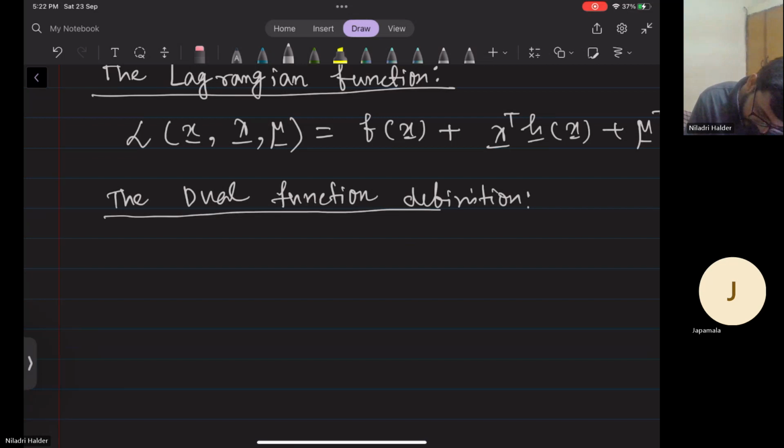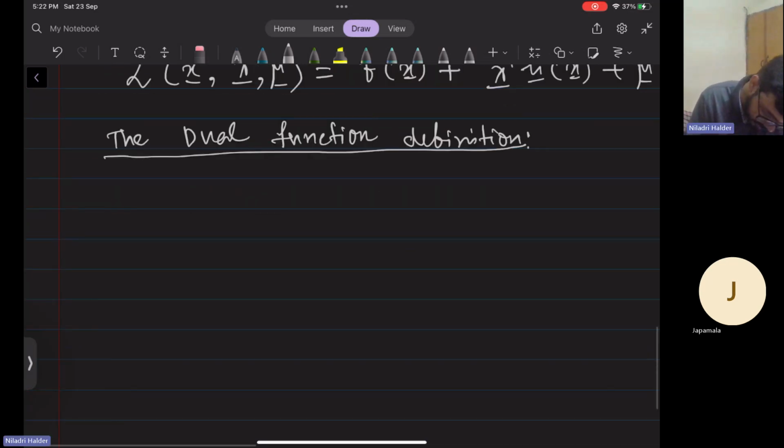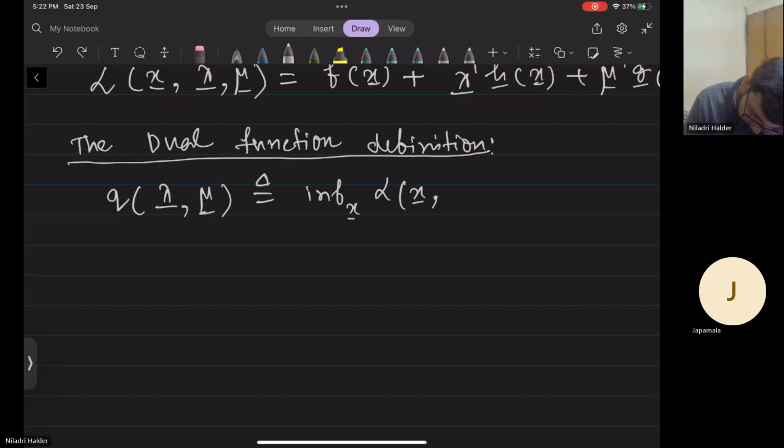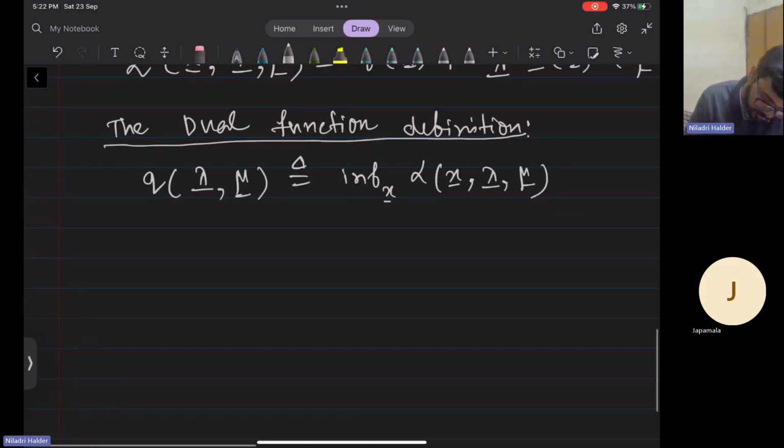Then q of lambda comma mu, so this is the dual function, that is equal to the infimum with respect to x of this Lagrangian. So this is the dual function definition.